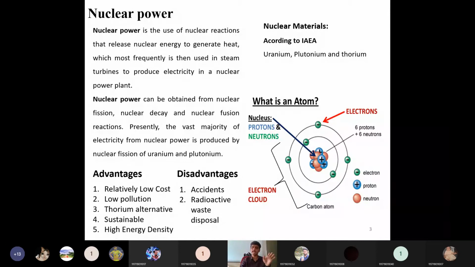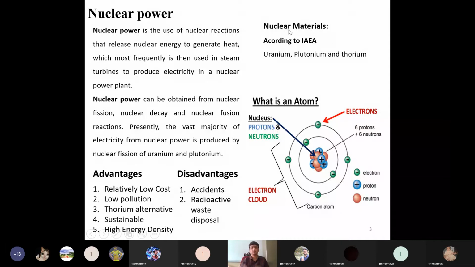But apart from this, the nuclear power density will be very high. It is very much sustainable. We can use alternative nuclear materials like thorium, and there is less pollution compared to normal power plants. It is also relatively low cost compared to conventional or traditional power plants. So these are the various advantages and disadvantages of nuclear power.